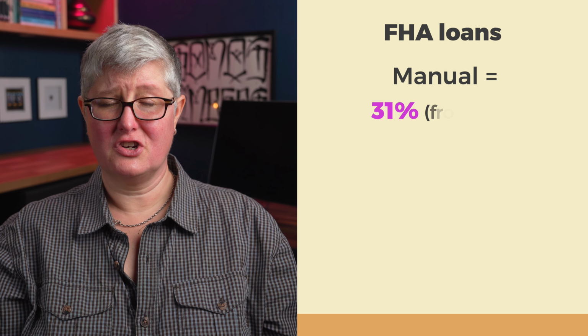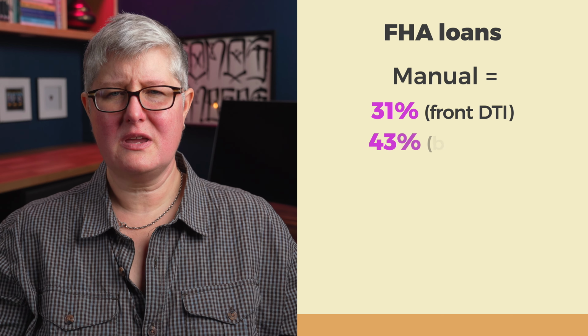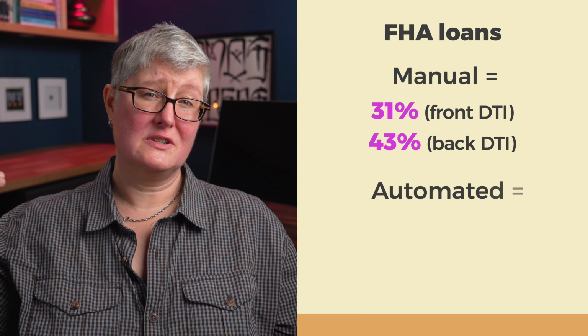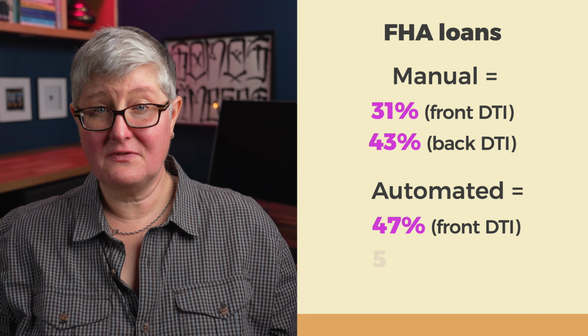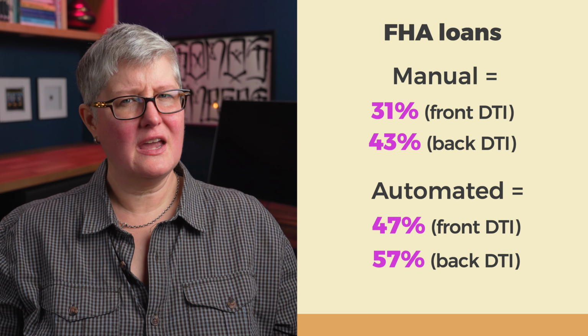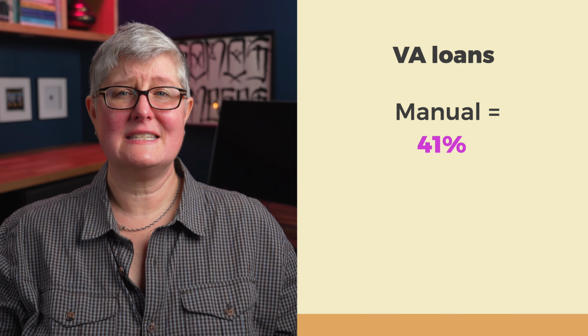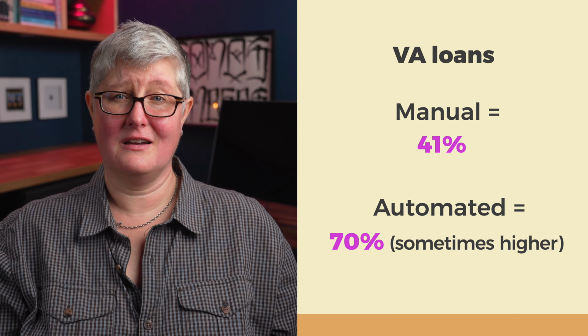FHA loans, manually underwritten, require a 31% front ratio, remember that's the housing expense only, and then 43% total DTI, but FHA loans approved using TOTAL can go all the way to 47% front and 57% back. VA requires a 41% DTI for manual files, but I have seen VA loans that go to 70%, even higher than 70% using automated underwriting.